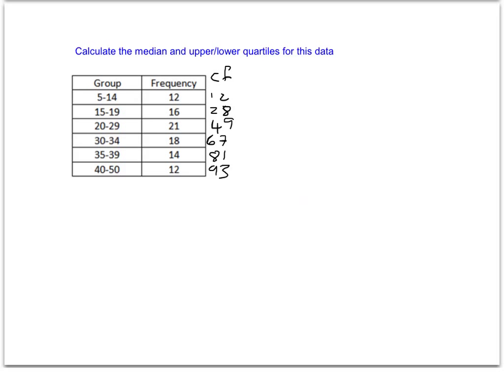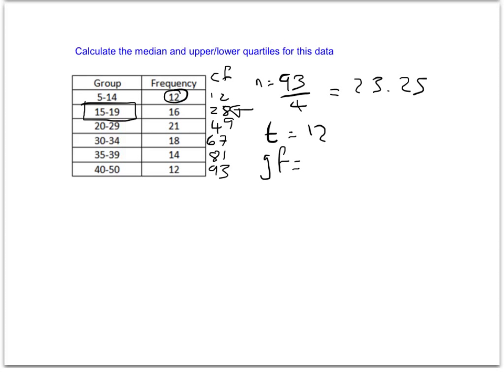So the lower quartile first. I'm going to go quite quick because obviously you've done this. n equals 93 over 4, which is 23.25. That means that we're in the group 15 to 19 because person 23 is in here. Then we can say that t is 12, that's the total number of people below. The group frequency is 16. The group width, well, it's going from 14.5 to 19.5, so that's 5. And the group bottom is 14.5.